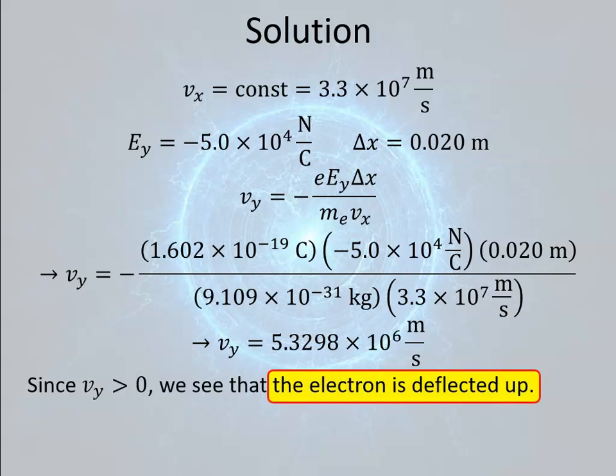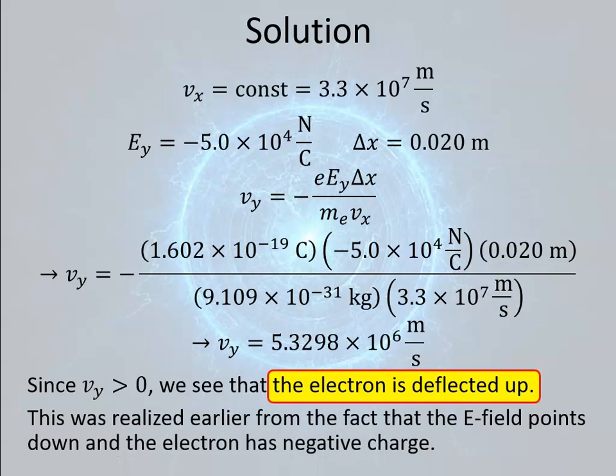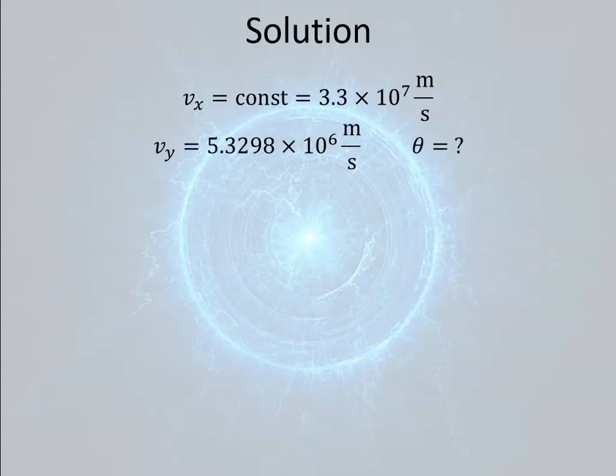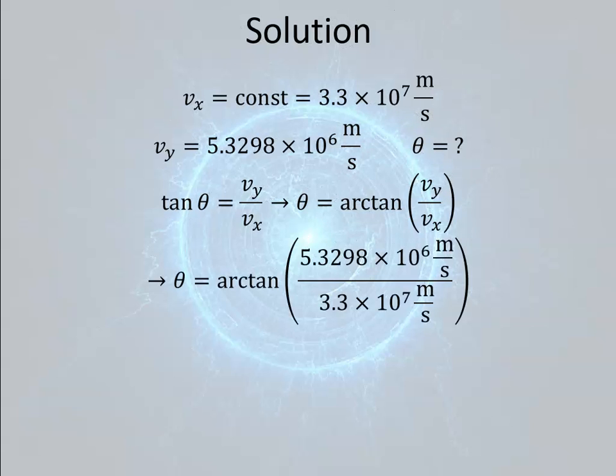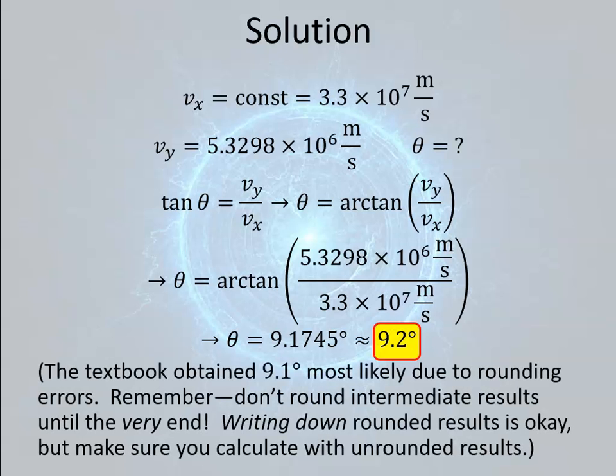So first of all, the electron is deflected up because it's a positive v sub y. And the angle is given by the ratio of v sub y over v sub x, taking the arctan of that ratio to get the angle. And upon doing that, we find that the upward deflection angle turns out to be 9.2 degrees.